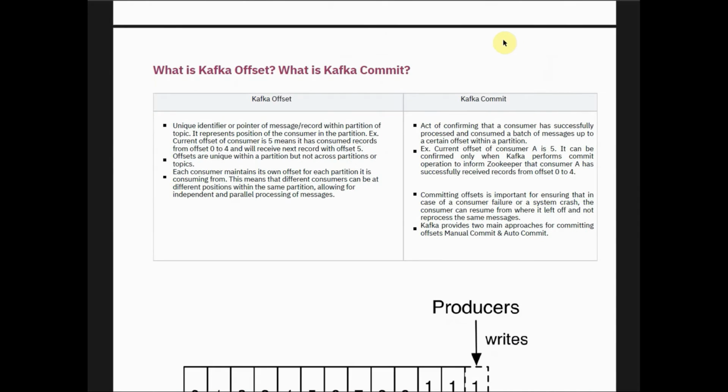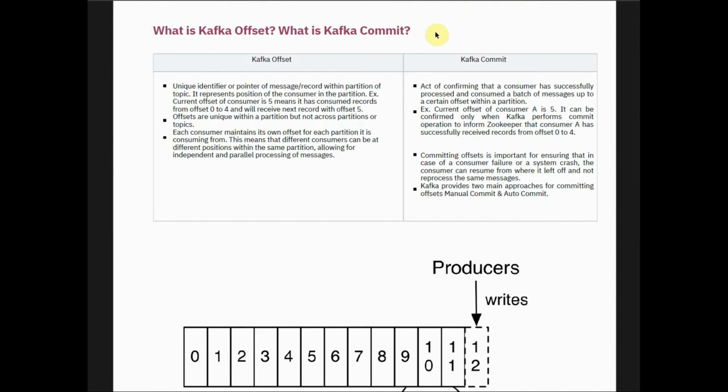Next is, what is a Kafka offset and what is a Kafka commit? Well, they're actually closely related to each other, but first let's understand what a Kafka offset is. It's a unique identifier or a pointer of a message or a record within a partition of a topic. It represents the position of the consumer in the partition. For example, if the current offset of a consumer is 5, it means it has consumed records from offset 0 to 4 and will receive the next record with offset 5. Offsets are unique within a partition but not across partitions or topics.